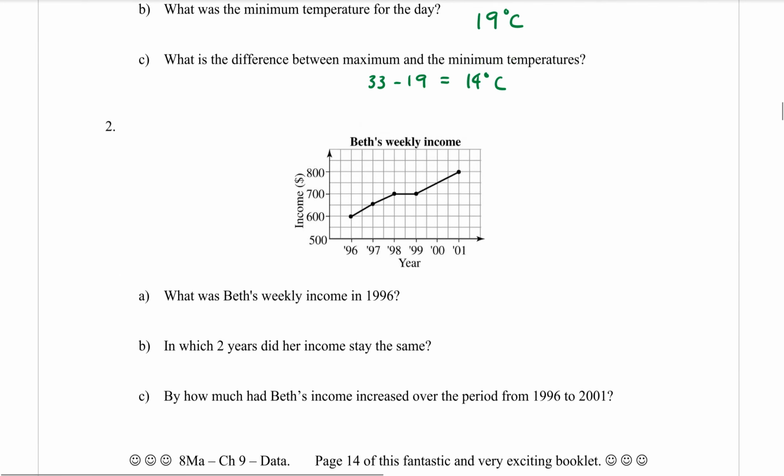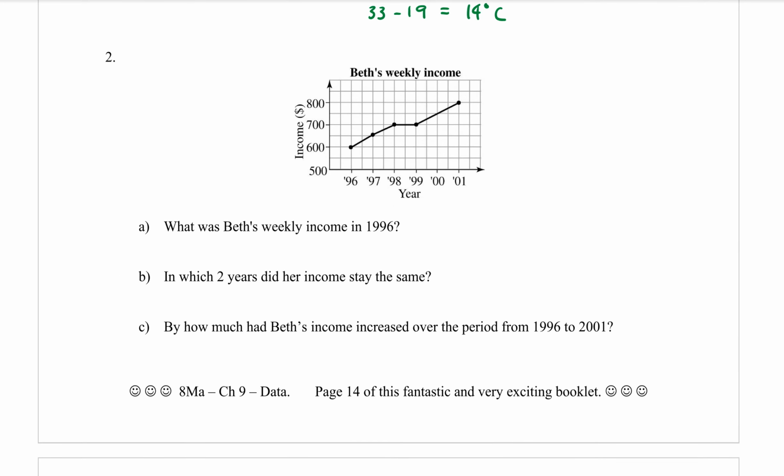We have another graph, and it says Beth's weekly income for the heading. On this axis here, you can see her income. So this is $500, $600, $700, $800. And across the bottom, we have the year. So her pay is obviously changing over the years. And fortunately for her, it is increasing. So that's a good sign.